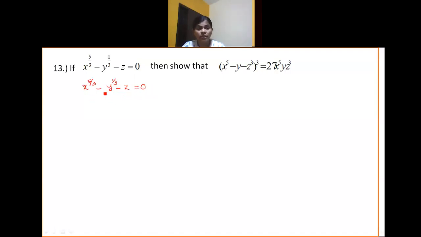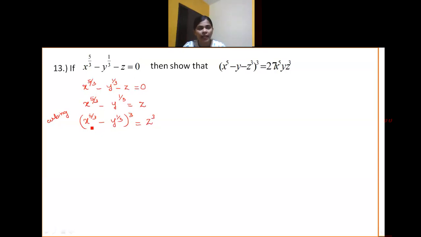But on the left, there are three terms. So it's a little difficult when there are three terms. What I can do is shift one of the terms to the other side. So I will keep x to the power 5 by 3 minus y to the power 1 by 3 on the same side, whereas z I will shift to the other side. Now let me go for cubing. If I go for cubing on both the sides, what I get is x to the power 5 by 3 minus y to the power 1 by 3, its whole power 3 is equal to z to the power 3.